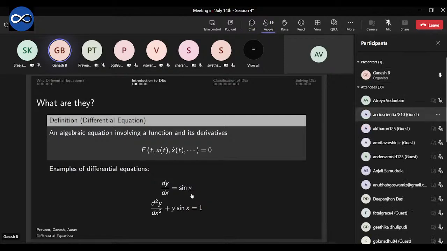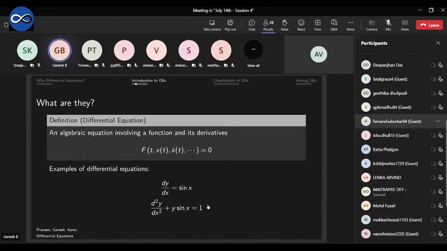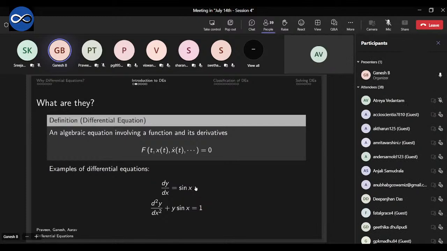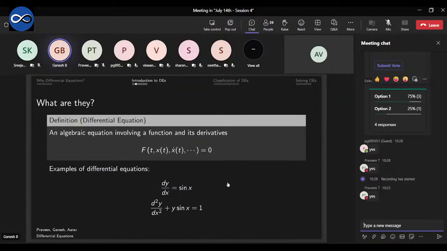You have dy by dx equal to sin x, and d square y by dx square plus y equal to sin x. These are examples of differential equations. They talk about the rate of change of things, right? You don't see y as a function of x. You see dy by dx as some stuff. We'll also eventually get into how you determine the functions themselves, how you solve these differential equations. That is the final part of this session.